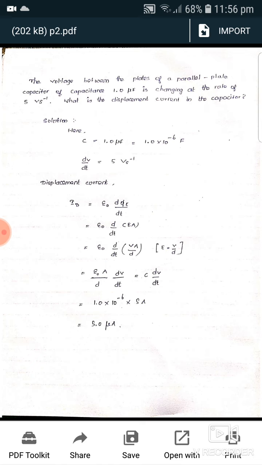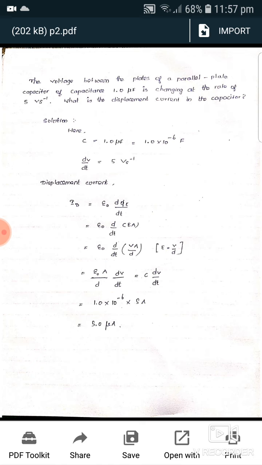First we analyze what the problem is. They are using parallel plates, with a capacitor of capacitance 1 microfarad. Here μF means microfarad, a unit of capacitance. What is the meaning of capacitance? It is the energy stored in that electrical device. So here we are using a parallel plate capacitor, and the voltage is changing at the rate of 5 V s^-1. Now we will go for the solution.